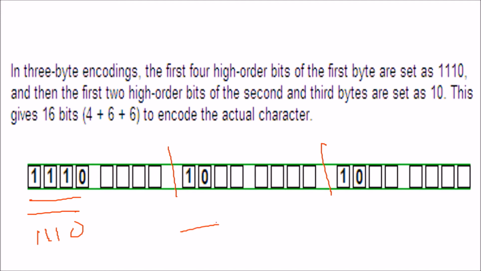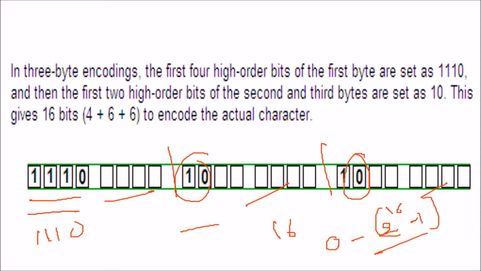The second byte's first 2 higher order bits will be 10, and again 10 for the third byte. So what we are left with is 4, 6, 6. That is 6 plus 6 plus 4, which is 16 bits. So the actual character can be coded into 0 to 2 to the power 16 minus 1. These are the number of characters that can be encoded.